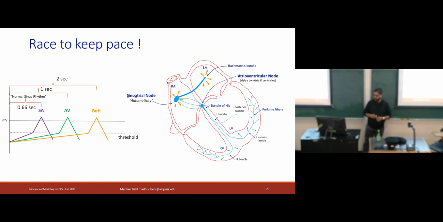these automaticity cells. So what I want to show you is what I explained just verbally before: we want to see why the AV node and the His bundle never get a chance to take over the initial depolarization signal for the heart itself. So let's actually look at that through an example.